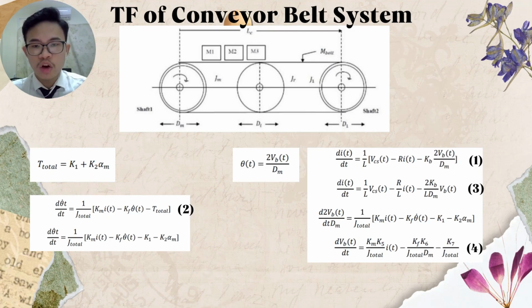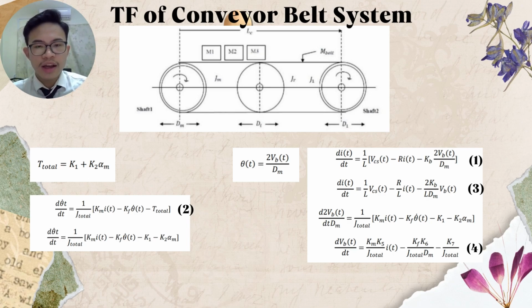Next, we make the total torque equal to the equation shown at the left-hand side top part. By substituting this equation into equation 2, which we got in the previous slide, we get the equation at the left-hand side of the bottom part. Since the conveyor belt system will move a linear distance equal to the circumference of the driving drum with the velocity Vb, when the driving pulley spins its circumference in one revolution, we get the equation shown at the middle part of this slide.